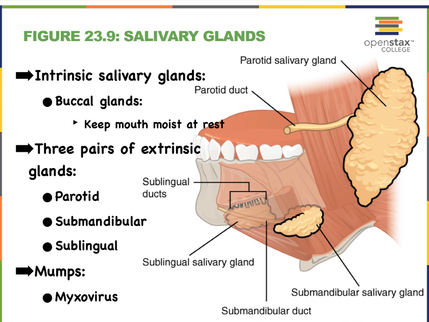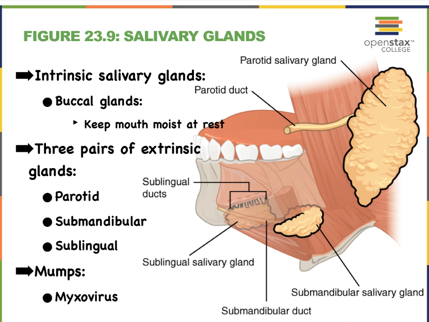Each one of these major glands, or extrinsic pairs of glands, has major ducts. For instance, here we see the parotid duct that carries the saliva that they produce into the oral cavity. This particular sublingual gland clearly shows many little ducts entering into the oral cavity.